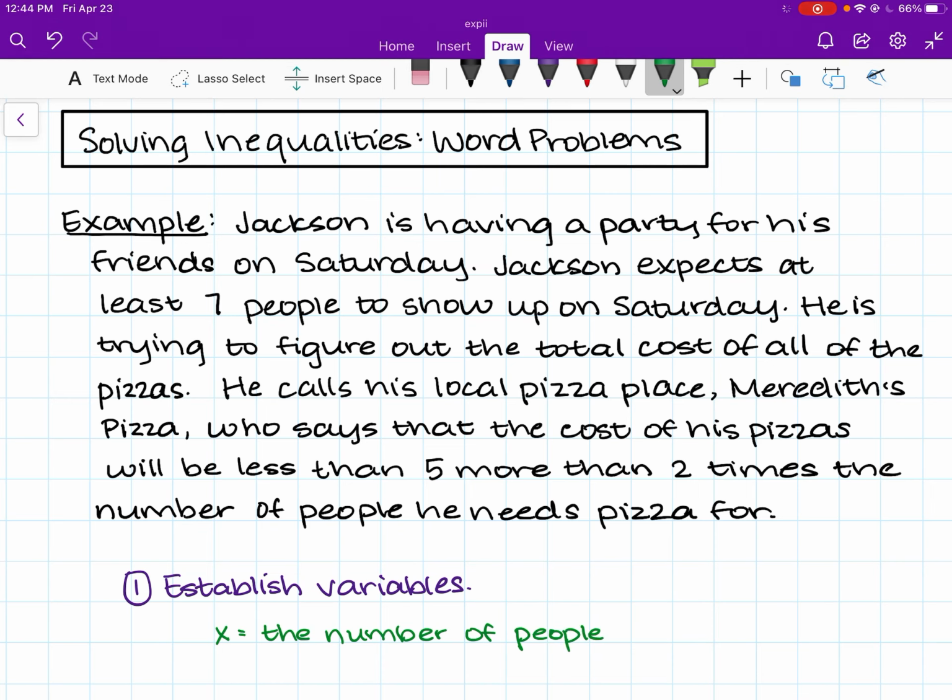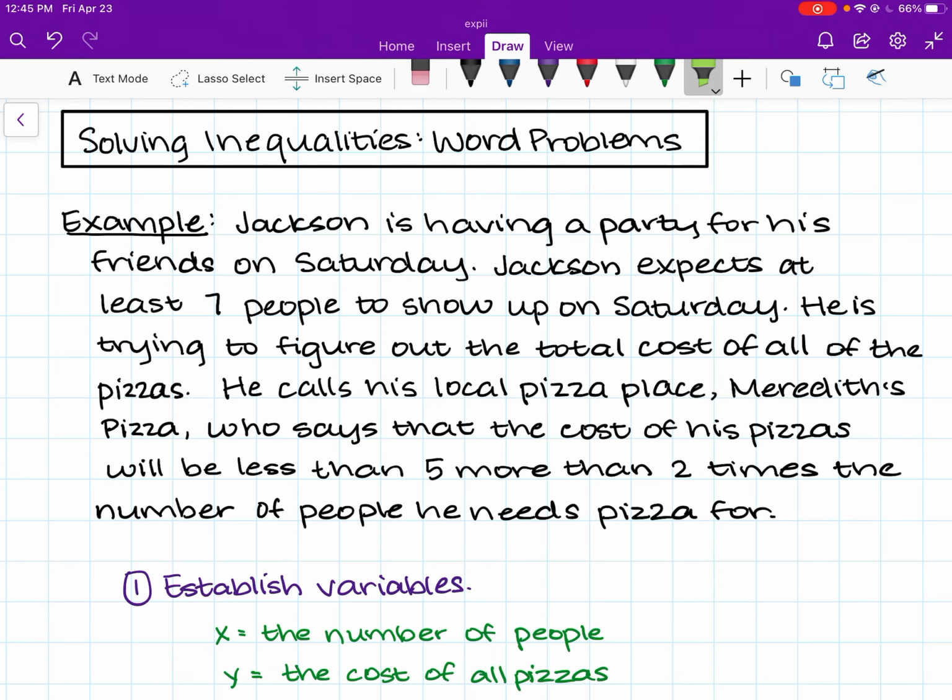Our next variable is going to be what we're solving for. We are trying to solve for the total cost of all pizzas. So why not make that variable y? So y we're going to establish as the cost of all pizzas. Great. Now we can set up the system of inequalities, and so let's walk through that together.